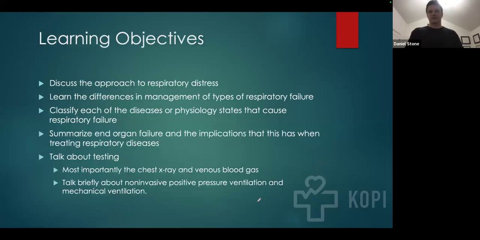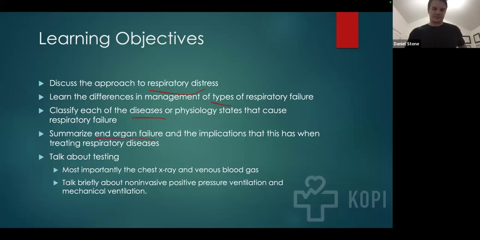When we're talking about learning objectives, specifically understanding the types of respiratory failure, but also understanding the distinction between respiratory failure and respiratory distress. Something that's very important in pediatrics. We'll talk about how that is also important in adults. We'll also talk about what causes respiratory failure. We'll talk quite a bit about end organ failure.